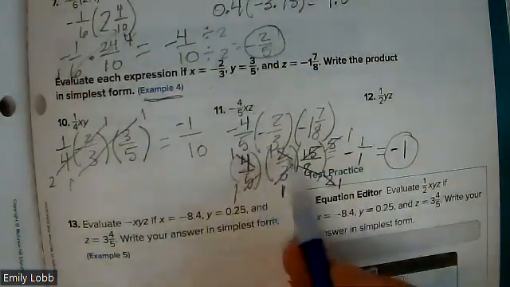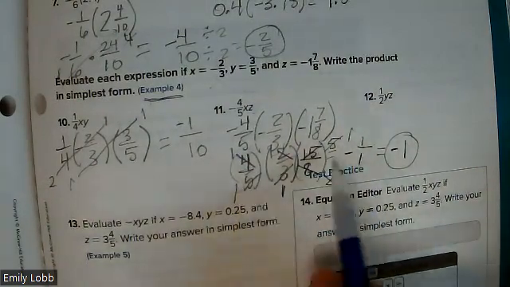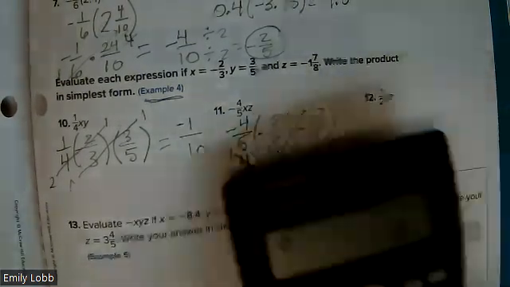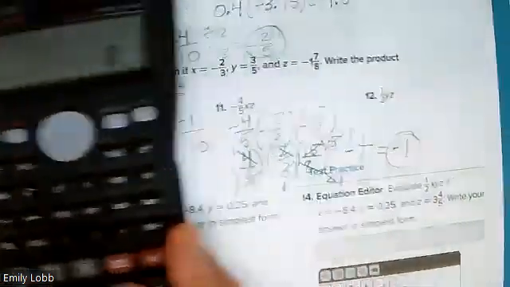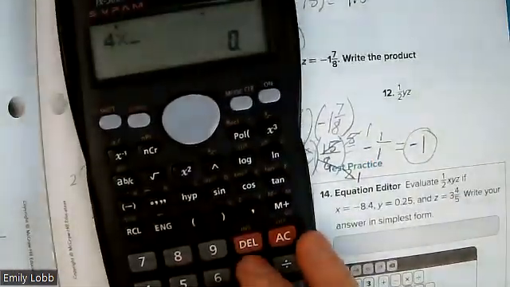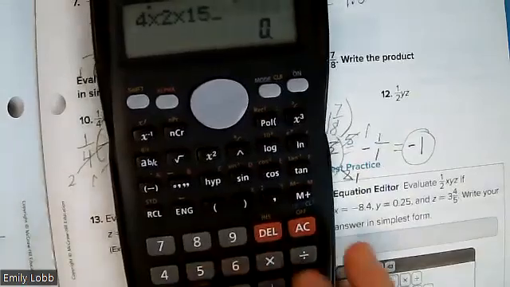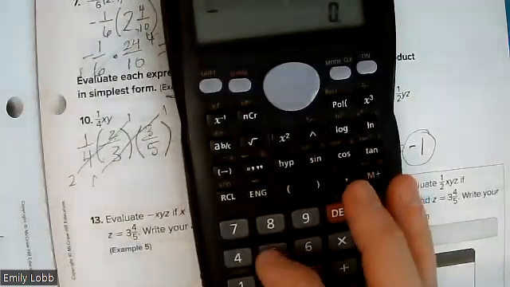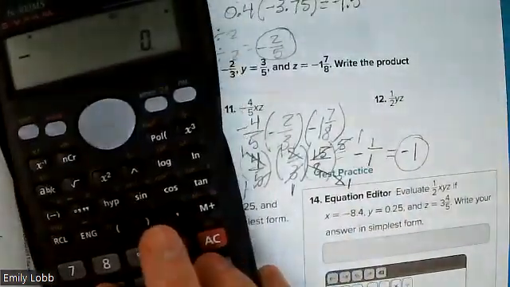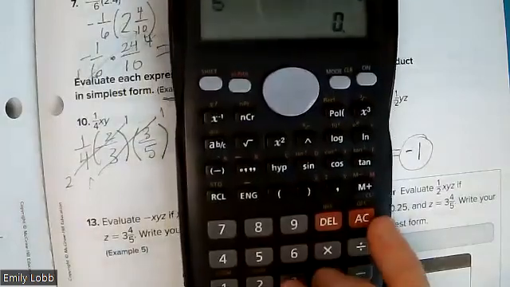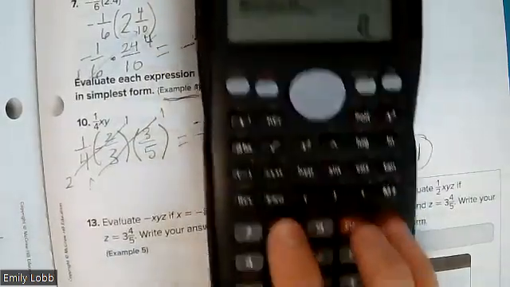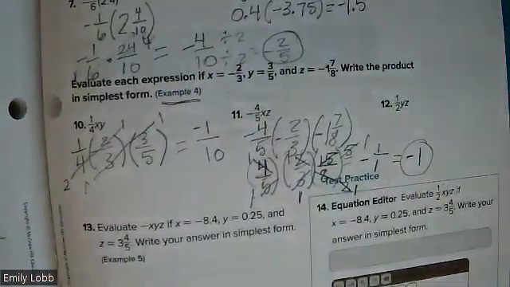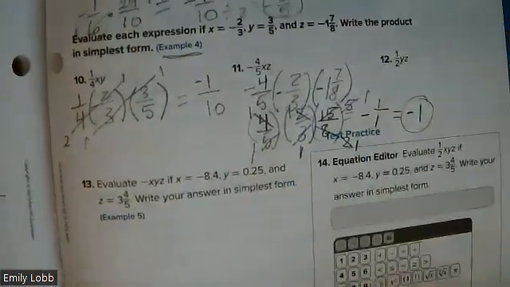Now, had you multiplied, whatever you had on the top would have been the same as whatever you had on the bottom. So you could have said 4 times 2 times 15. That's what's on top, 120. So that's what we're expecting on the bottom. 5 times 3 times 8, also 120. Okay? So if you haven't done 12, try that later.